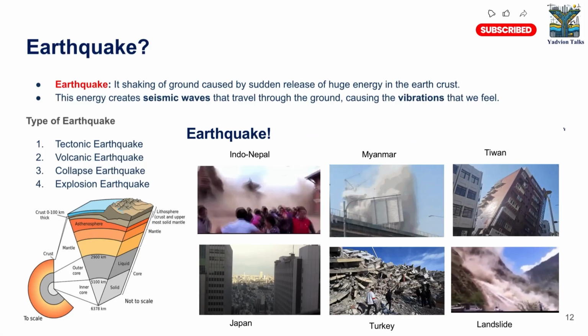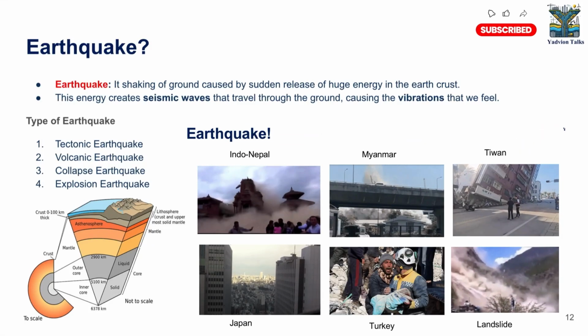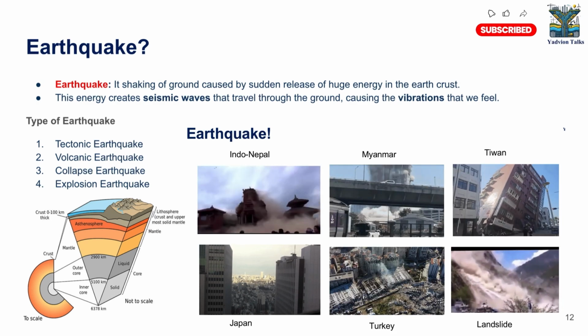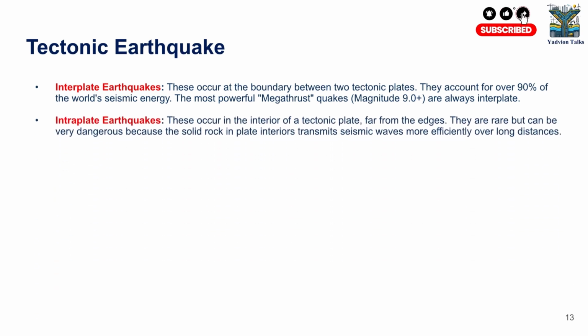We have seen the definition of earthquake. Now we are seeing the types of earthquake. So, four types of earthquake: tectonic, volcanic, collapse, and explosion. Tectonic earthquakes are classified into two types: interplate earthquake and intraplate earthquake.